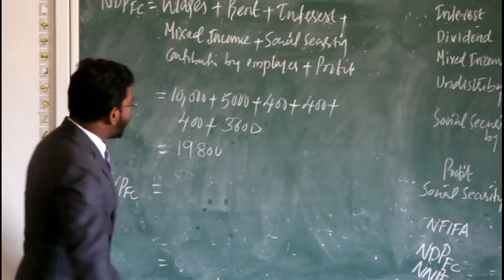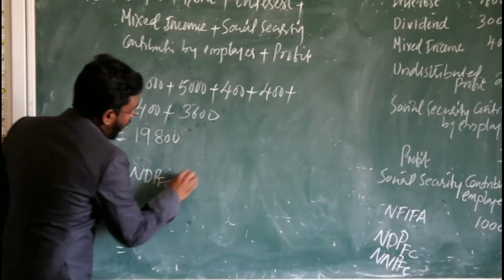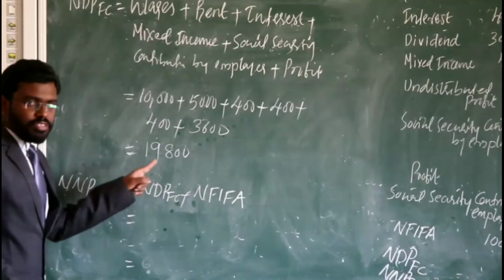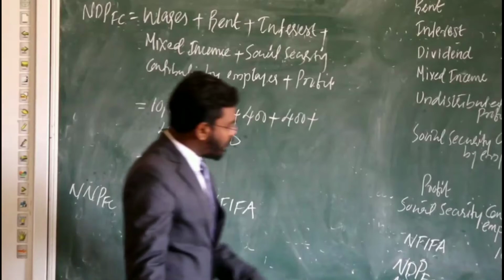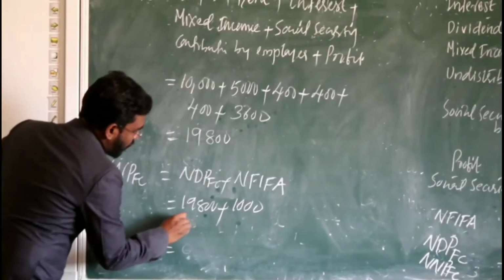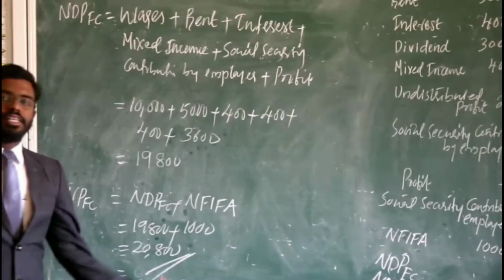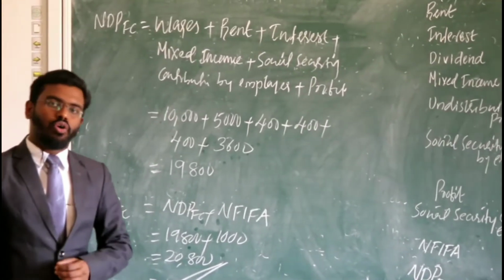That is equal to NDPFC plus NFIFA. That is equal to NDPFC, we already calculated 19,800, plus NFIFA, that is 1,000. Then that is equal to 20,800. So that is our national income. Understood? Okay. So coming to our next question.